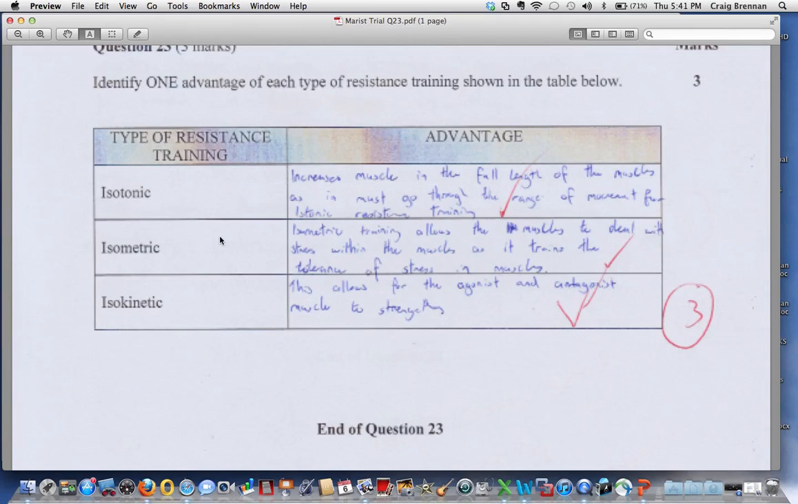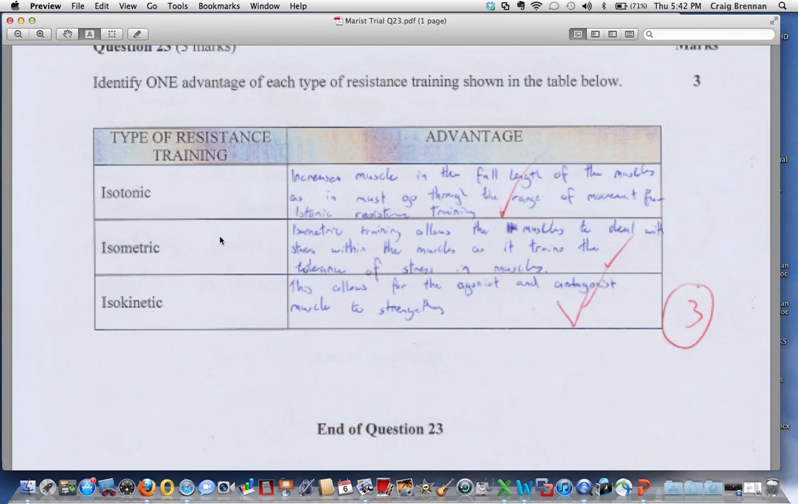Some other things you could have put down for isotonic. You could have said that it develops overload easily, principle of overload, progressive overload. It moves through the entire range of motion, which we've spoken about. It can mimic competition demands more easily. Can manipulate the sets, like supersetting, pyramids. Some of those things we've also covered in class.